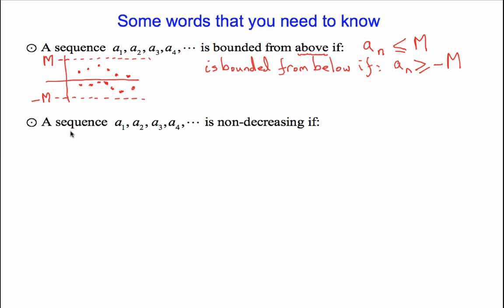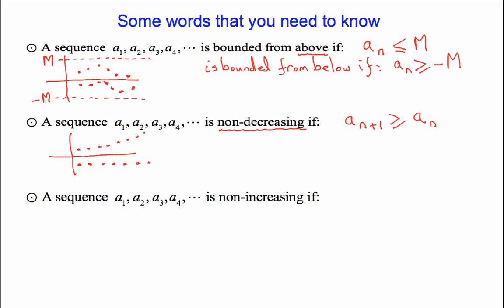Next, a sequence A1, A2, A3, A4 is non-decreasing if an plus 1 is greater than or equal to an. So the next member is bigger than the previous member. And so this is a sequence, let's draw it over here, that's either going up. So that's the case where an plus 1 is strictly greater than an, or that sequence could be simply a constant sequence. In both cases, this is going to be called non-decreasing, and that's pretty obvious because it's not decreasing.